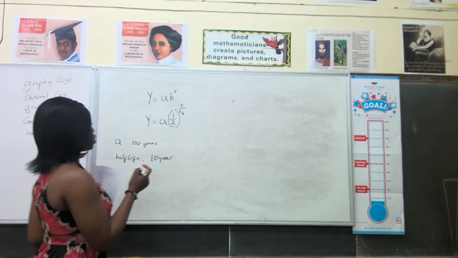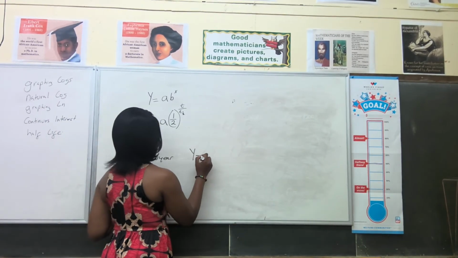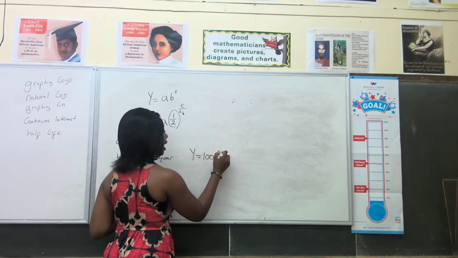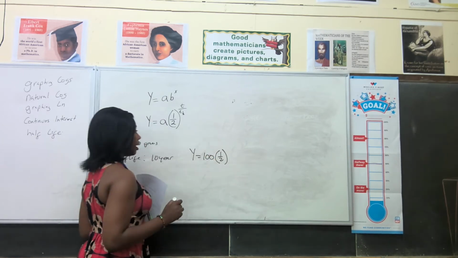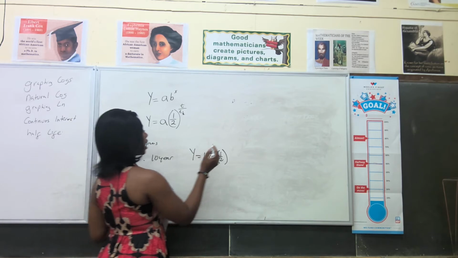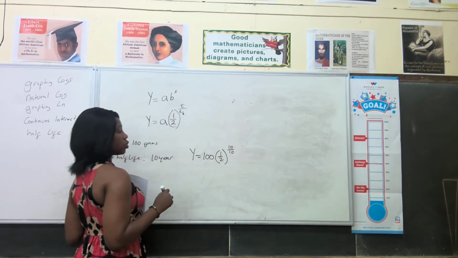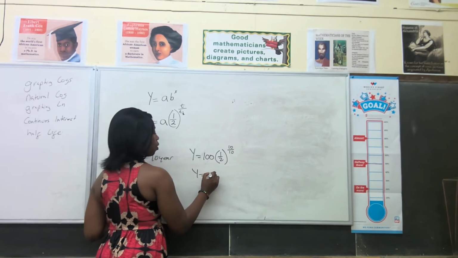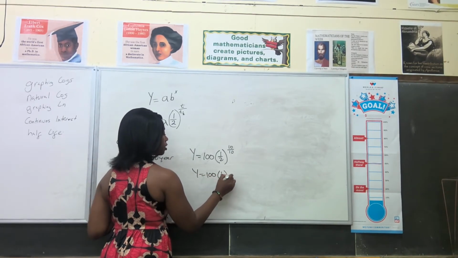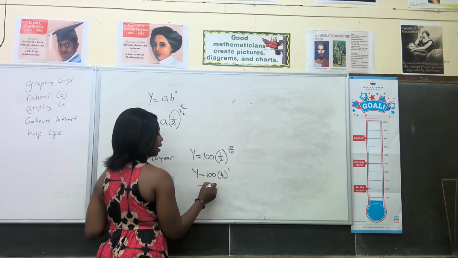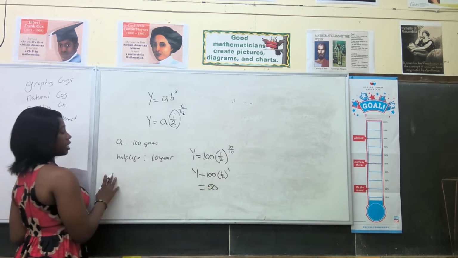But let's go ahead and plug it into our formula. So we have y is equal to 100, and then half, because it's half-life. And then the time is 10 years, and 10 is also the half-life. 10 over 10 is 1. So y is equal to 100 times half raised to the power of 1. So that's why we're going to get 50 after 10 years.